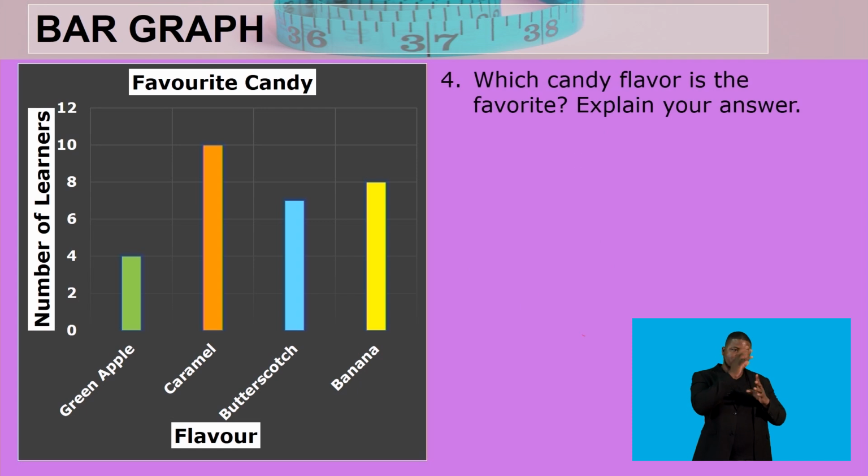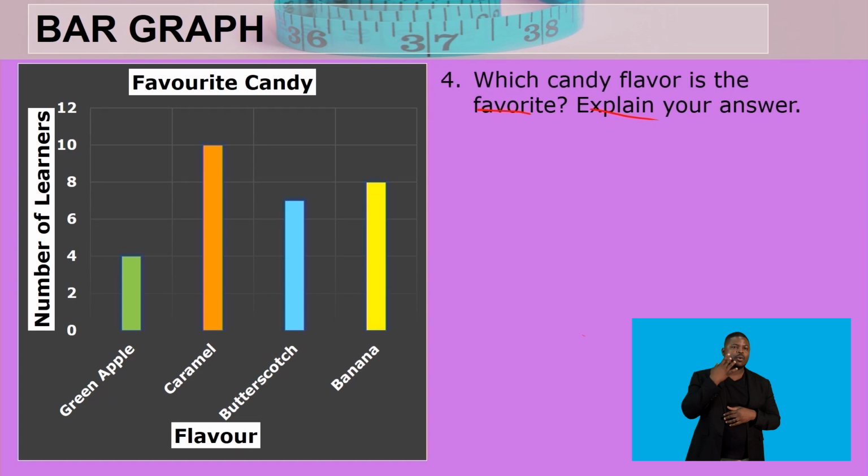Question 4 says, which candy flavor is the favorite? Explain your answer. How will we know the favorite? Remember, we said the frequency will indicate the mode or the modal flavor. So we have to check which flavor had the most learners preferring it than other candies. When we check our graph, the flavor that had the most learners was actually caramel.